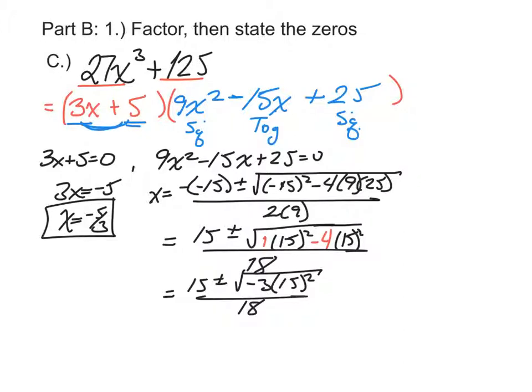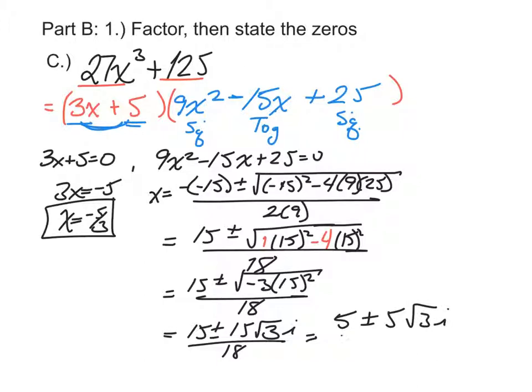Now when we simplify, we'll have 15 plus or minus. The square root of that 15 squared is 15. The square root of 3 is square root of 3, and the square root of a negative is i. Then we divide by 18. So divide each term. Since we can simplify 15 over 18 by dividing numerator and denominator by 3, that's what I'm going to do. And I'll get 5 plus or minus 5 square root of 3i all over 18 divided by 3, which is 6.